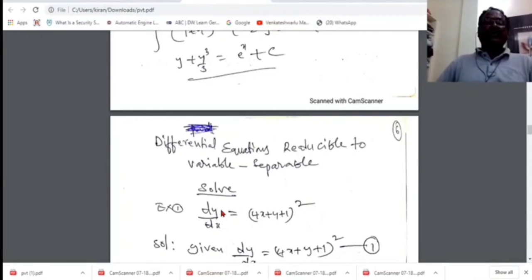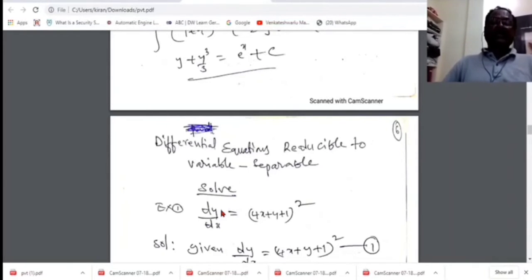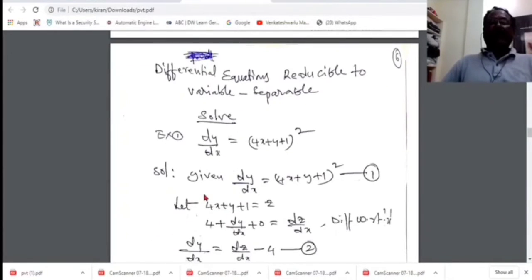Some more problems: some differential equations reducible to variable and separable form by using a suitable substitution. Some examples: solve dy by dx is equal to (4x plus y plus 1) whole square. This is the given problem. Now solution: given dy by dx is equal to (4x plus y plus 1) whole square, that is equation number 1.